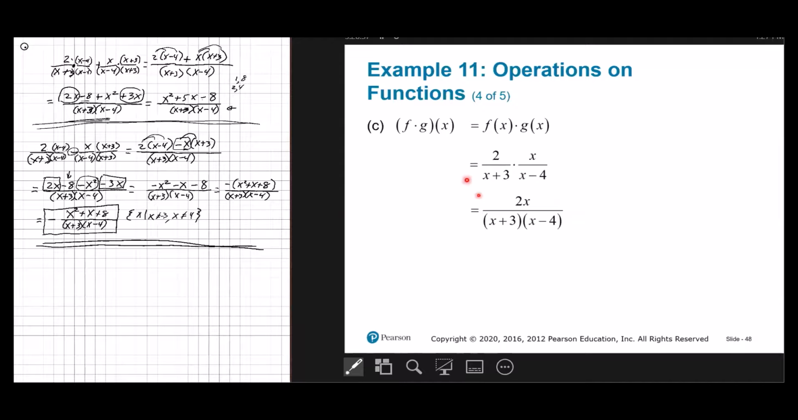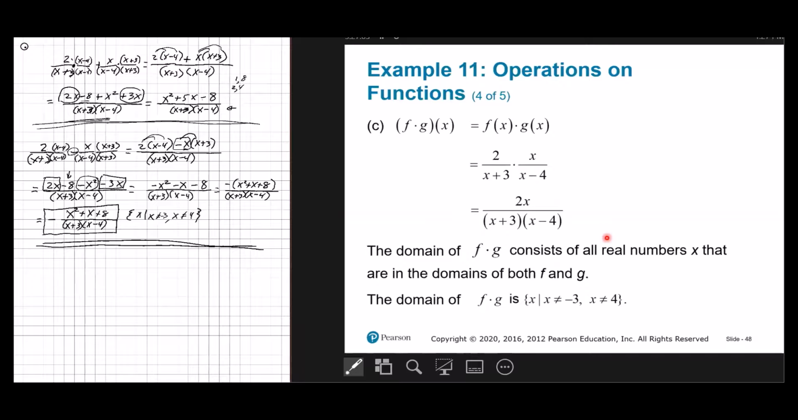So now again we look at the domain of f, and the domain of g is what's going to be our domain in this case. So far all the domains have been the same. That doesn't always happen.